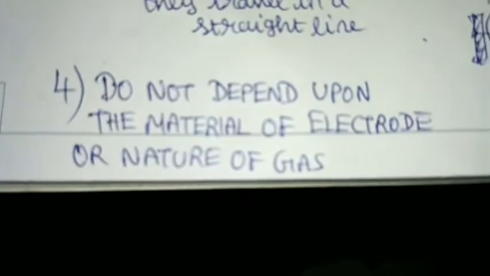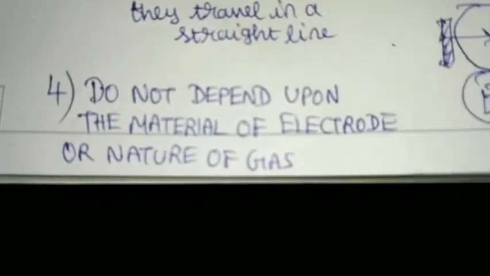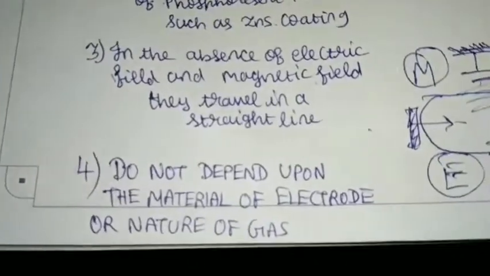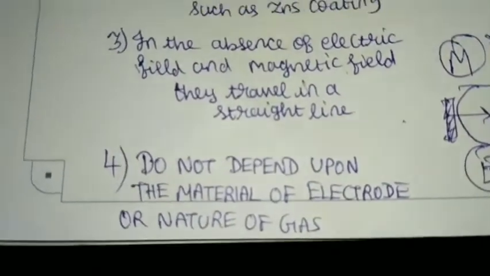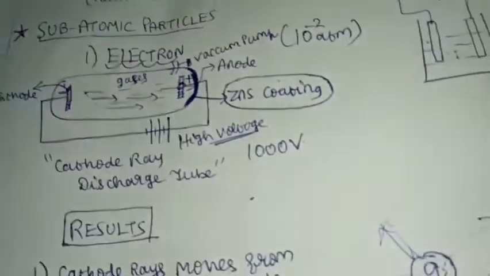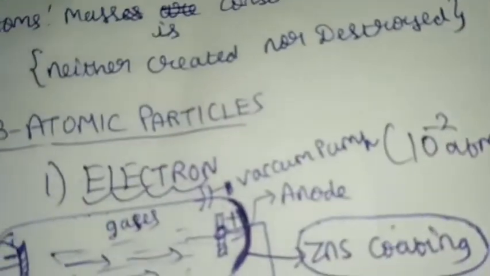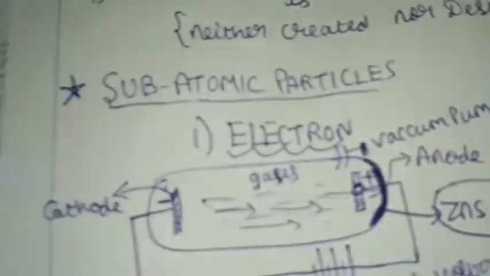One more point I forgot to say, and this is very, very important, guys. The characteristics of cathode rays did not depend upon the material of the electrode, whatever we take, copper, zinc or anything else, and also not on the nature of the gas inside the cathode ray tube. It did not depend on anything. This was a very crucial result, along with some other properties which you should know.